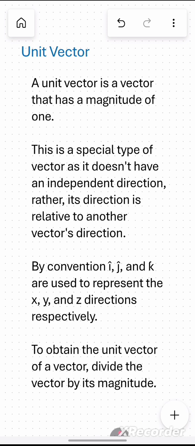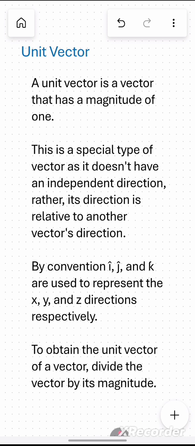Unit vectors are special because they do not have their own independent direction. Rather, they derive their direction from something we could call a parent to them. So unit vectors don't have independent direction, rather they take their direction from the direction of the parent. So a unit vector has a parent-child relationship with another vector.